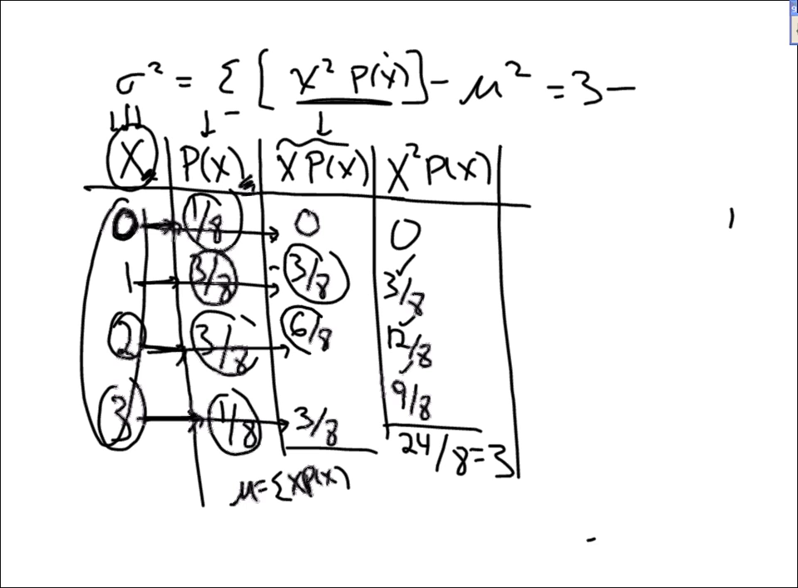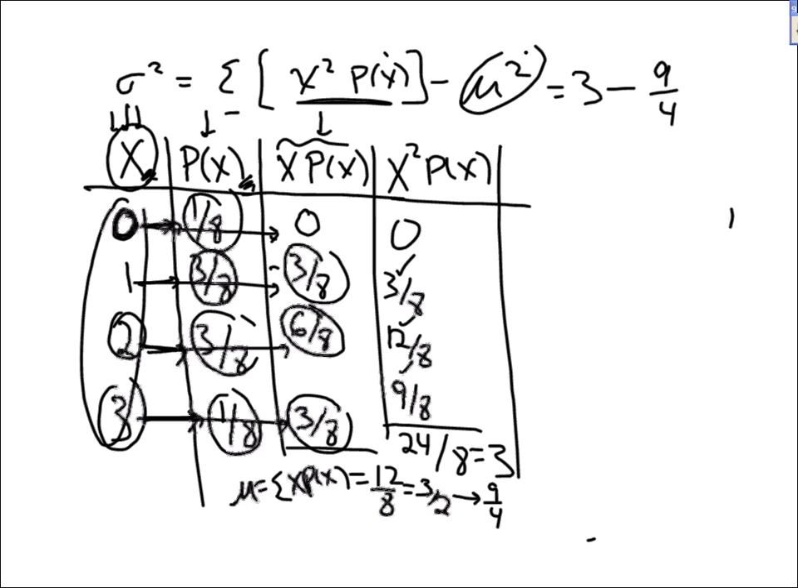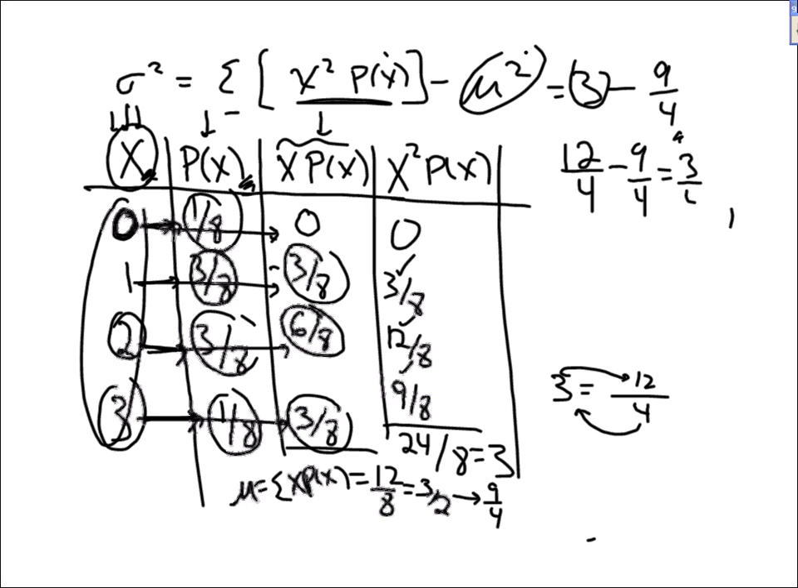3 over 8, plus 6 over 8 is 9 over 8, plus 3 more is 12 over 8, which is 3 halves. So, minus mu squared. When you square this, you get 9 quarters. Now, I would love to write this 3 with the 4 on the bottom. Just remember, 4 times 3 is 12. So 3 is 12 over 4, that is 3, minus 9 over 4, this gives you 3 over 4, which is sigma squared. You have sigma squared is 3 over 4. That is your variance.